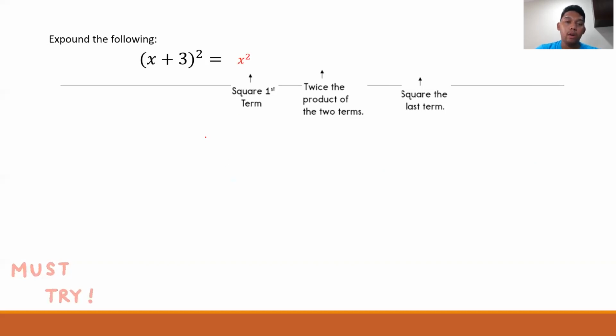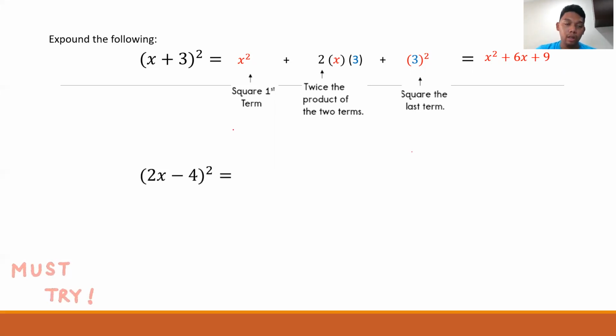All right, now using the pattern, we square the first term, so we have x squared, and then twice the product of the two terms, so 3 times x is 3x, and times 2. And we square the last term, it will just equal what? That is just equal to x squared plus 6x plus 9.